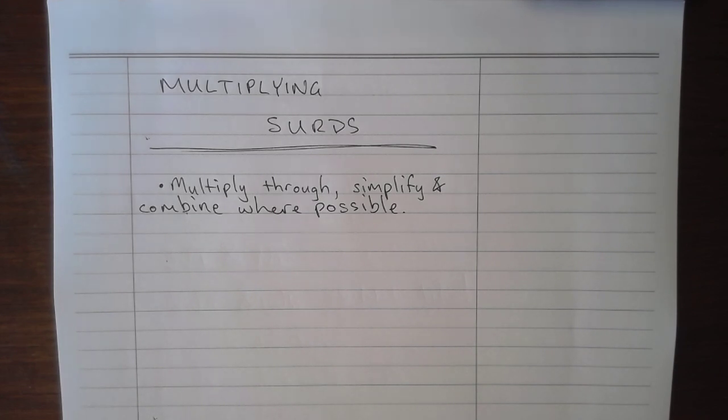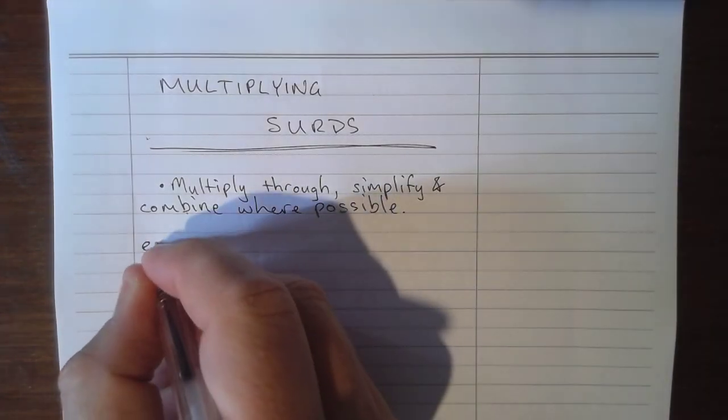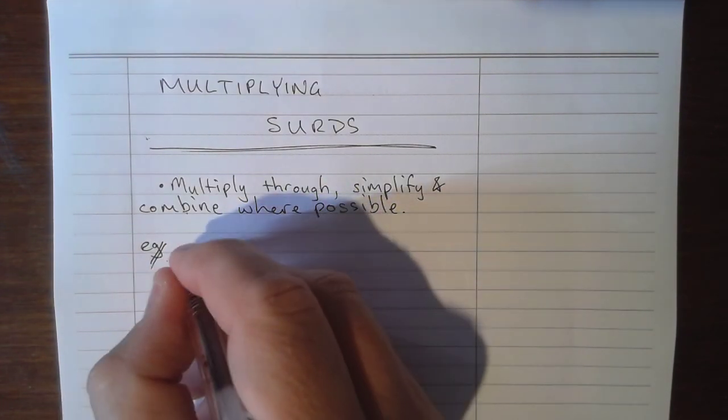Let's see how we can go about multiplying surds. In this video, I'm going to show you 3 or 4 examples of multiplying through expressions involving surds. And the idea is that we basically would just multiply through across the expression and simplify and combine pieces wherever possible. Now, this is probably one of the simpler operations that you'll do with surds. You'll probably see why in a moment. Let's take a look at the basic idea.